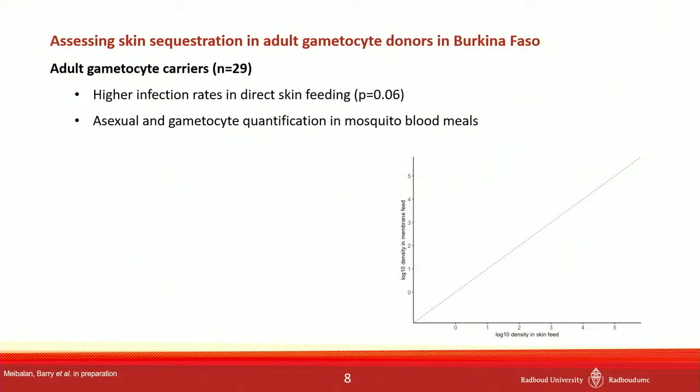So this is an empty graph. There's nothing wrong with your eyes. On the x-axis is the log parasite density in the skin feed, on the y-axis in the membrane feed. If there is any sequestration, you would expect the dots that will appear any moment to be below the line. And actually, they're completely on top of the line. So ring stage parasites in green, male gametocytes in blue, female gametocytes in red. They're present in equal numbers in mosquitoes that fed on the skin and mosquitoes that fed on EDTA venous blood.